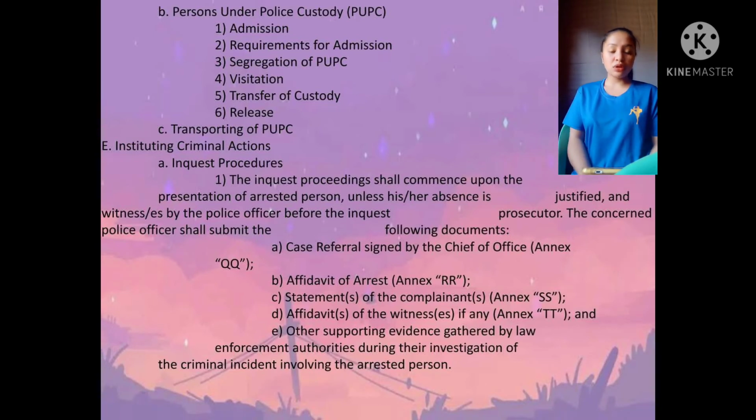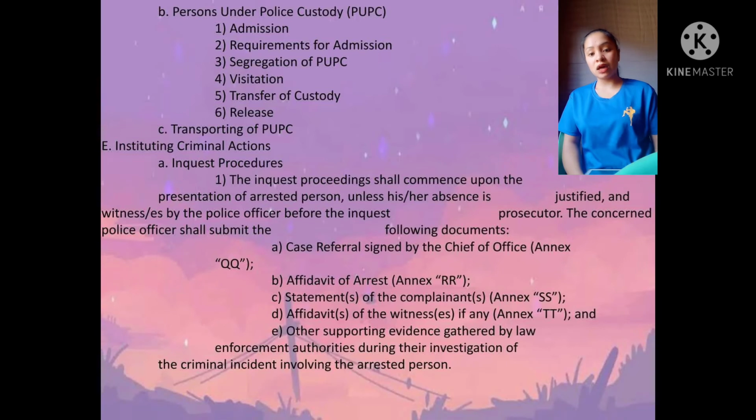Okay, so when transporting a person under police custody, they should be handcuffed and properly escorted. When in the vehicle, they should be positioned in a manner that does not endanger the lives of the escorting personnel of the police unit, and the person under police custody should be seated or positioned in the vehicle in a way that prevents his or her escape. Okay, if the PUPC is a female, then she shall be assisted by a policewoman or female police.